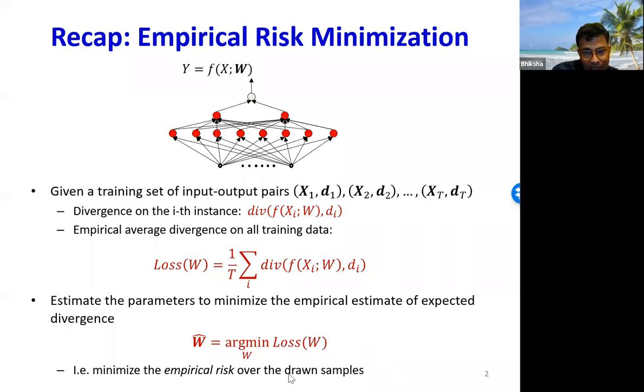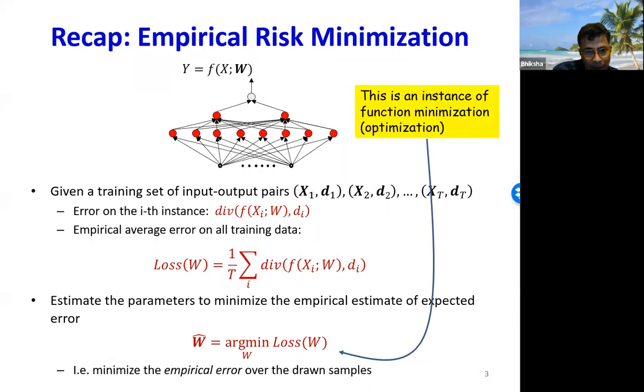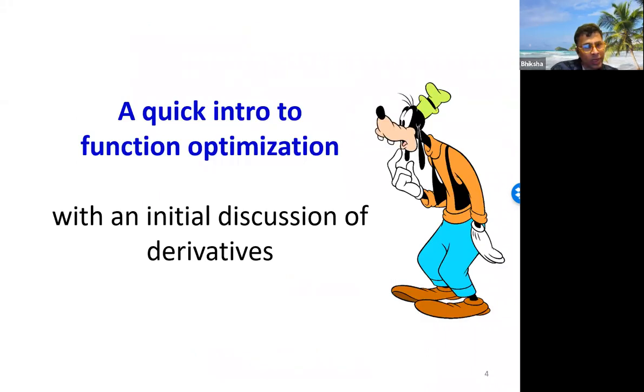Now, this task over here, minimizing the loss, is an instance of function minimization. This loss is a function of the network parameters. We are trying to minimize this loss with respect to the parameters. So it's one instance of minimizing a function with respect to its argument. So before we continue with our discussion on neural networks, we'll begin with an initial discussion on function optimization, with an initial brief note on derivatives.